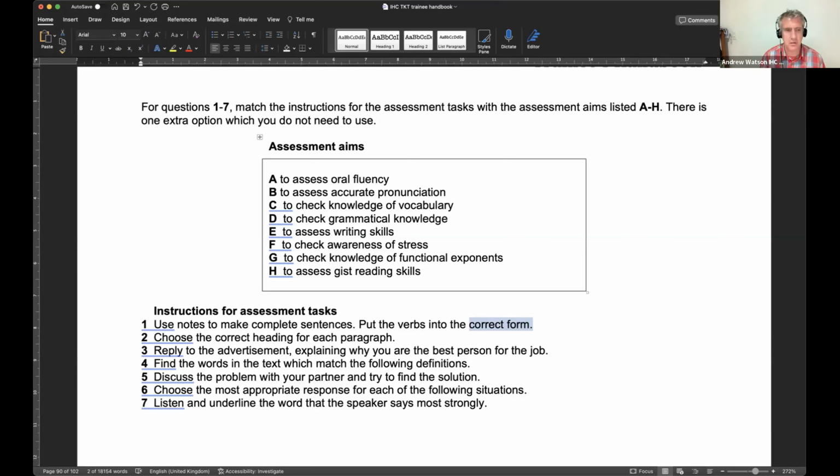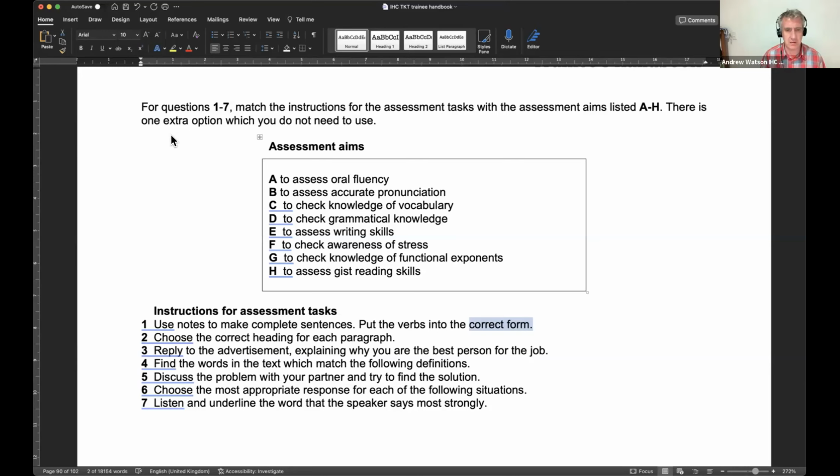Two is H, because it's to do with just reading. Yeah, that's a common task to test the student's ability to read for the general understanding. Give them a text divided into paragraphs, and they've got to match a heading for each paragraph, and the heading sort of summarizes each paragraph. So it's H.